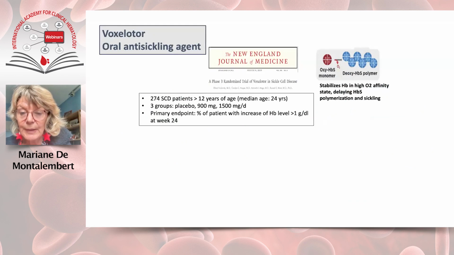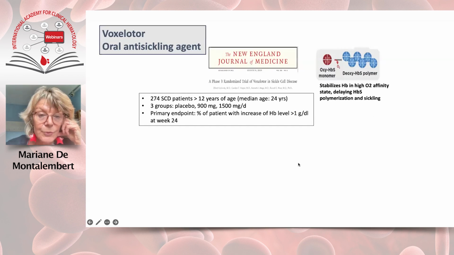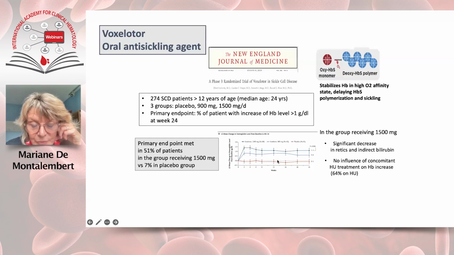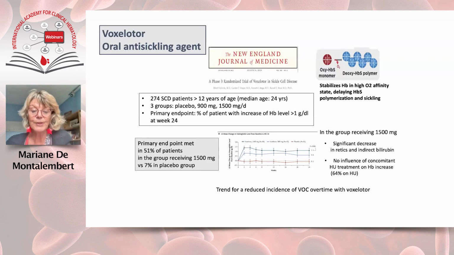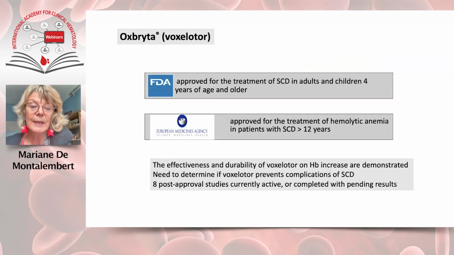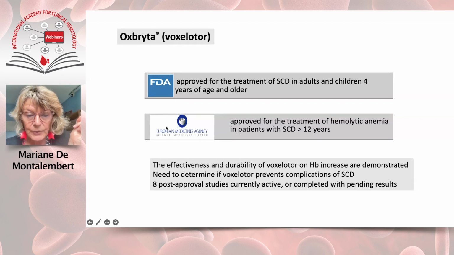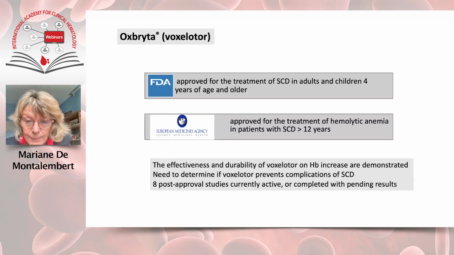What about stabilizing hemoglobin in a high oxygen affinity state? It was done by voxelotor. There was a publication in the New England Journal. People received placebo, 900 or 1,500 milligram. Clearly, patients with 1,500 milligram had an increase in hemoglobin and a decrease in hemolysis data, and a trend for reduced vaso-occlusive crisis. This led the FDA to approve the treatment for everyone, adults and children over 4 years of age, while Europe decided to restrict it to treatment of hemolytic anemia in patients older than 12.